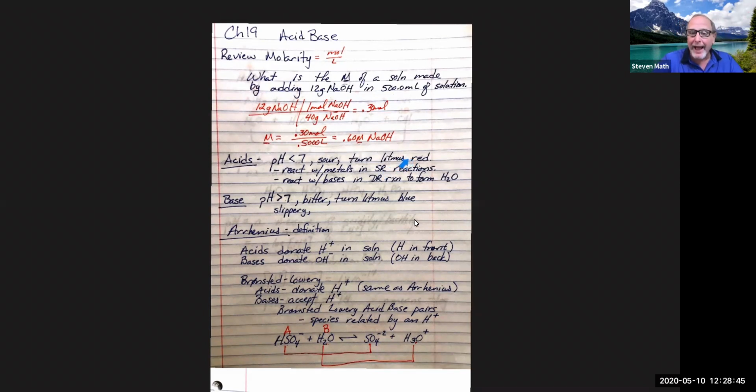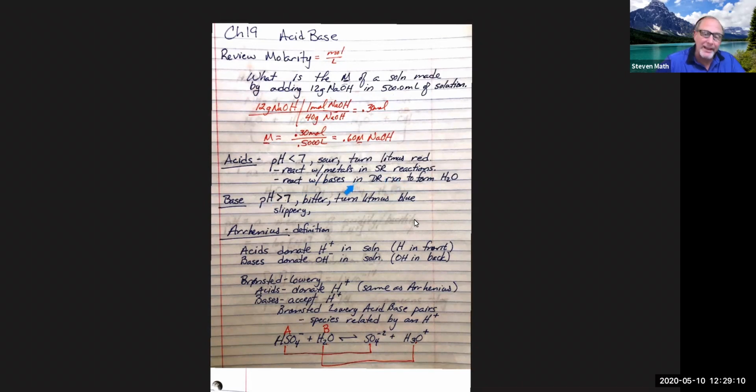Now, there are 2 reactions with acids that we want to keep track of. When we react an acid with a metal, that's going to happen in a single replacement reaction. When we react an acid with a base, that's going to happen in a double replacement reaction, and that's going to form a salt and water. You'll see more of these reactions in just a few minutes, okay?